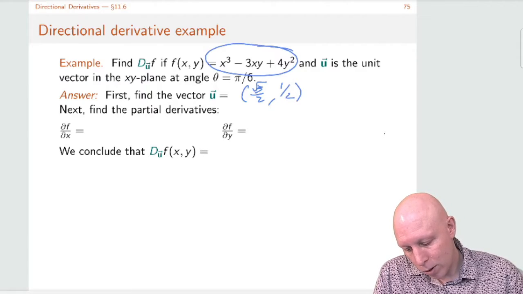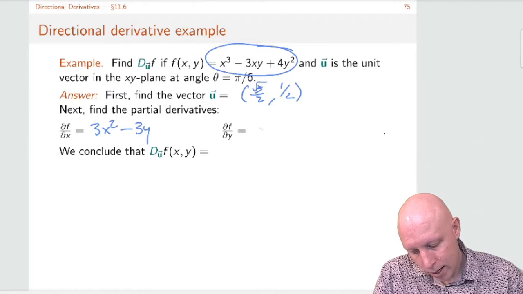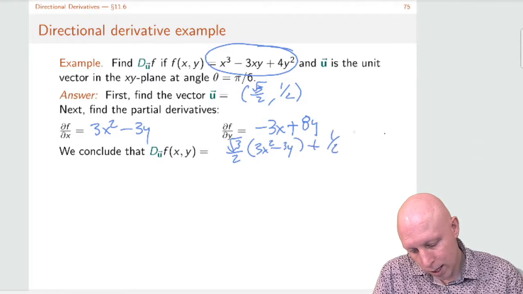The derivative of this with respect to x is 3x squared minus 3y. df/dy is equal to negative 3x plus 8y. And so the directional derivative in the u direction of f is equal to root 3 over 2 times (3x squared minus 3y) plus 1/2 times (negative 3x plus 8y).